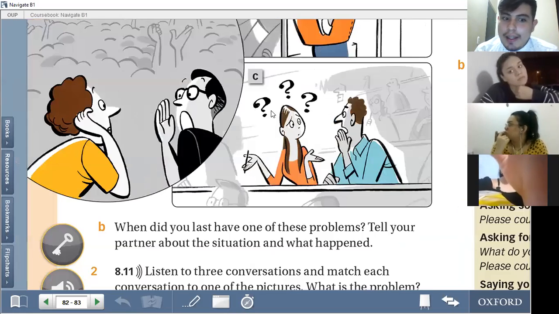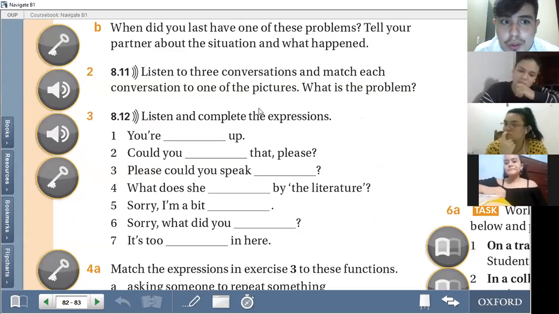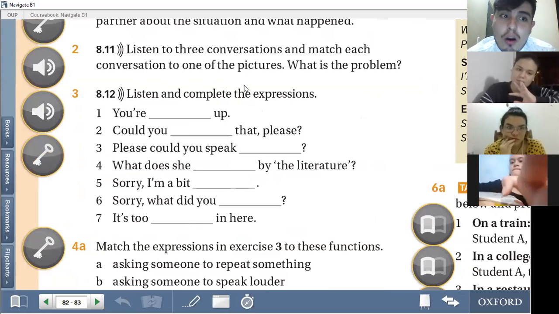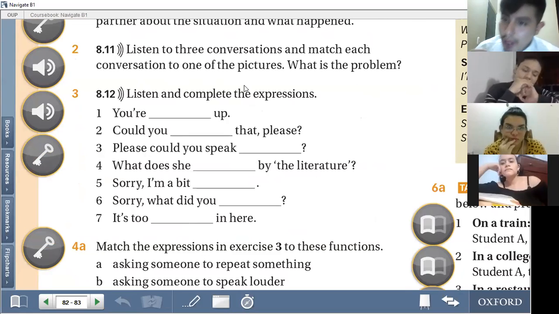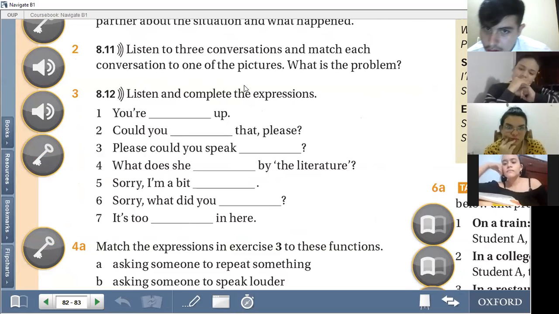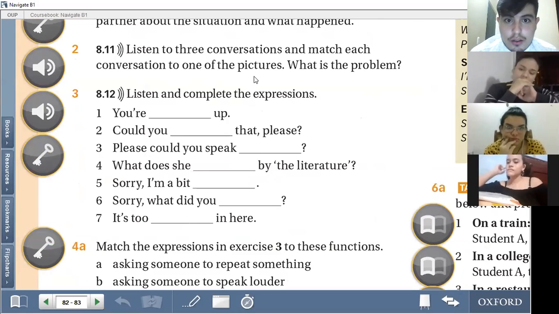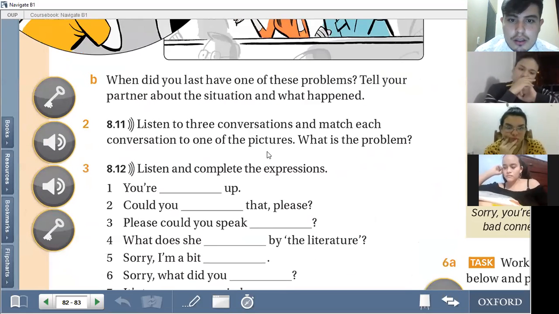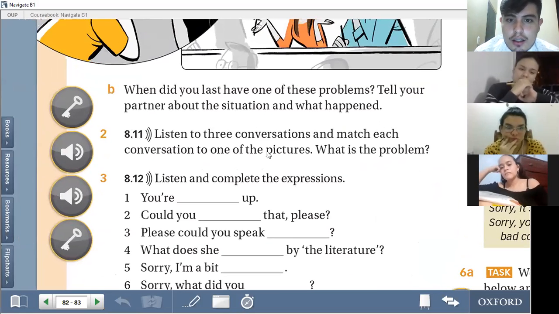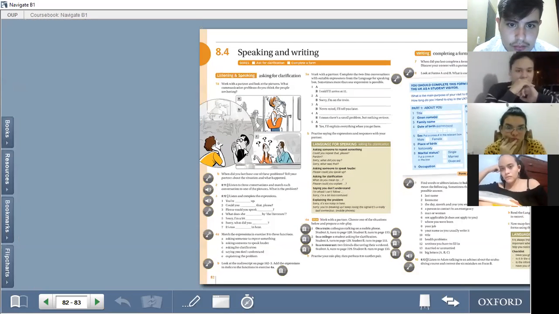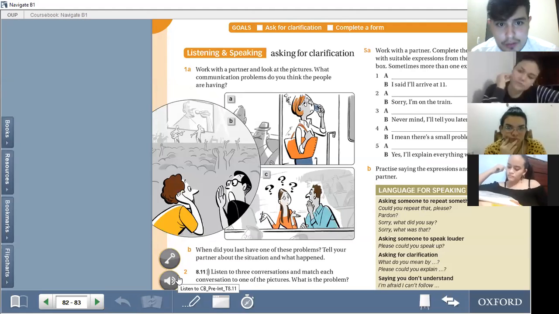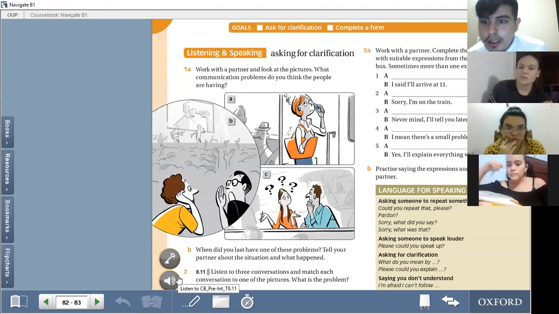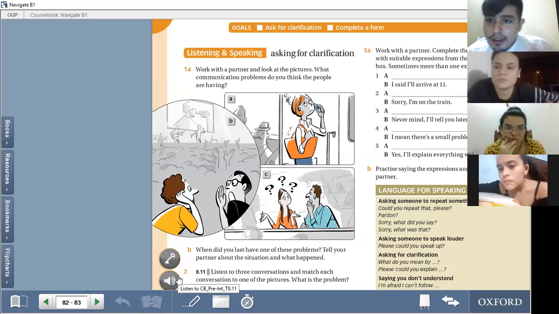Very good job. Now, exercise number 2. Listen to 3 conversations and match each conversation to one of the pictures. Pay attention. Let me see if I can. Okay, good. I'm going to play the track, and I want you to use the annotate tool to write down in front of the letter the number of the conversation. I'm going to play it twice.